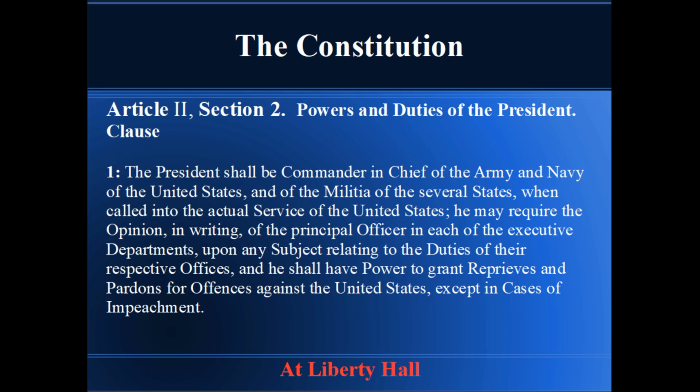Article 2, Section 2. Powers and duties of the President. Clause 1. The President shall be Commander-in-Chief of the Army and Navy of the United States and of the militia of the several states when called into the actual service of the United States. He may require the opinion, in writing, of the principal officer in each of the executive departments upon any subject relating to the duties of their respective offices, and he shall have power to grant reprieves and pardons for offenses against the United States, except in cases of impeachment.